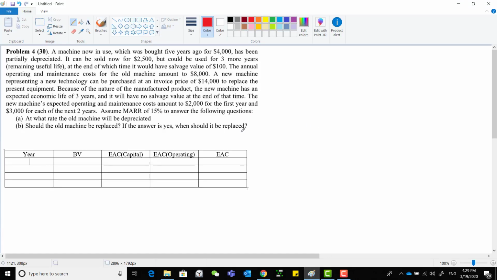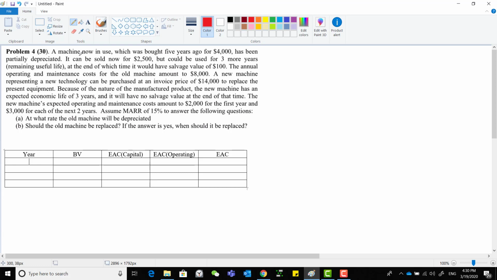So the question gives us: the old machine was bought 5 years ago for $4,000 and has been partially depreciated. Now it can be sold for $2,500, but it could be used for another 3 more years. If we continue to use this old machine for another 3 years, it can be sold with a salvage value of $100.